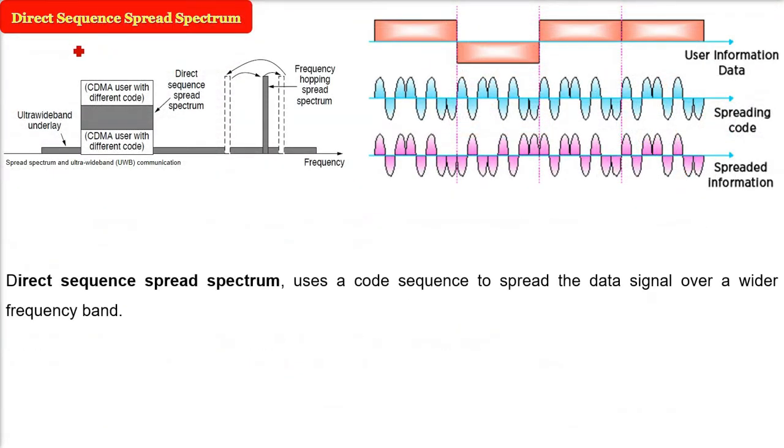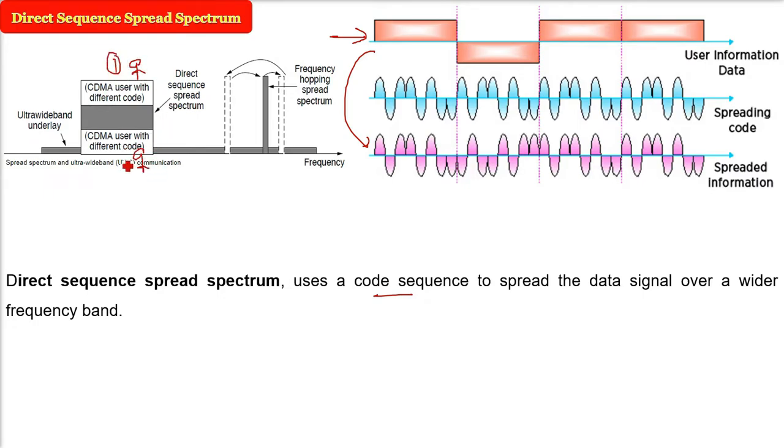Direct sequence spread spectrum. Now you see here, this is the user information data. There is a code that is called a spreading code, and finally, if you combine them, you get the spread information. So direct sequence spread spectrum uses a code sequence.